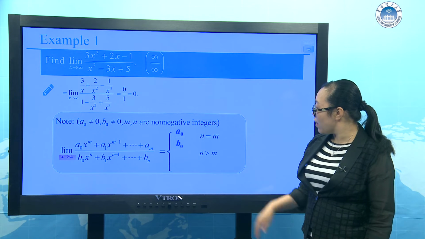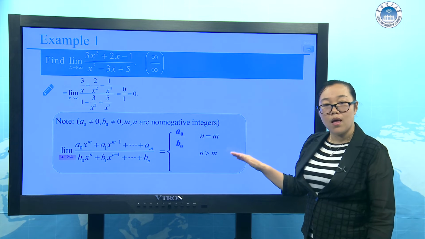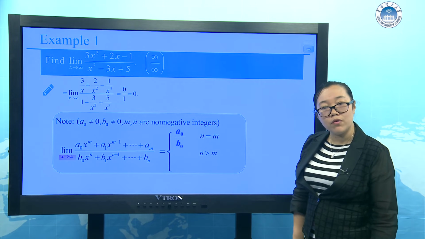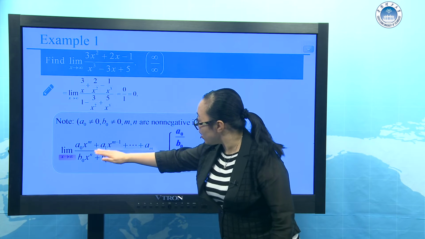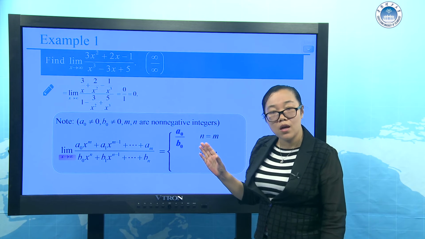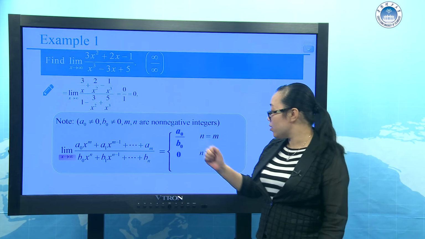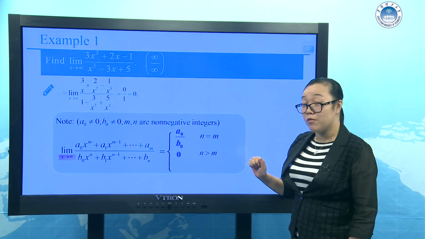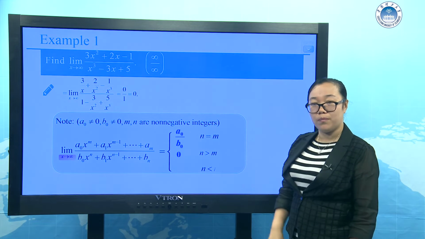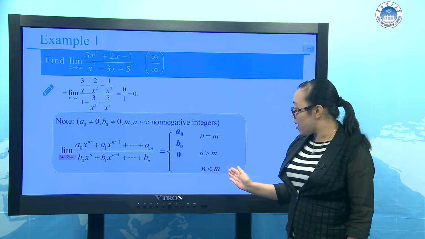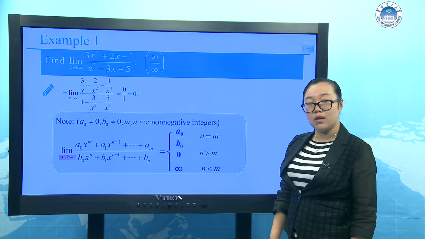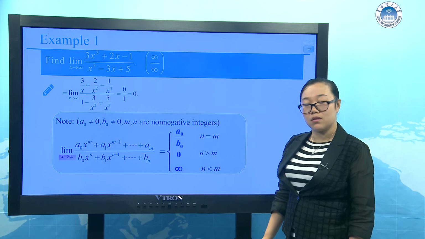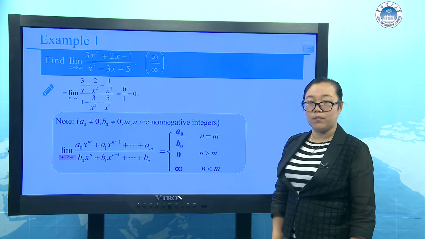Another, case 2, n larger than m. We will check. n is bigger, m is smaller. At this time, the corresponding limit equals 0. Another, change the order of n and m, which means case 3. n less than m. At this time, the limit doesn't exist, equals infinity.